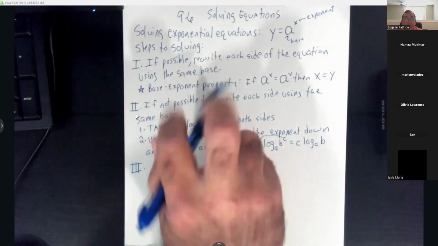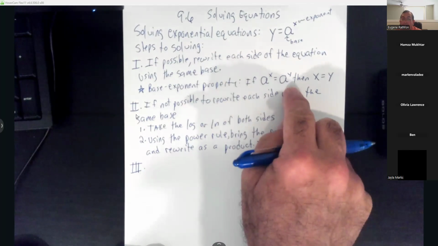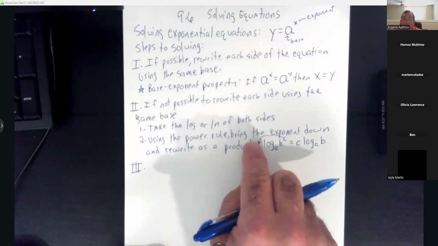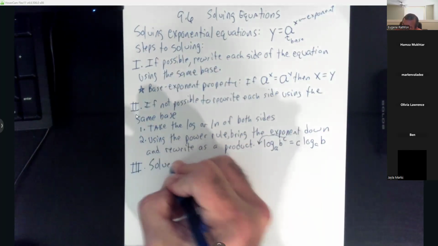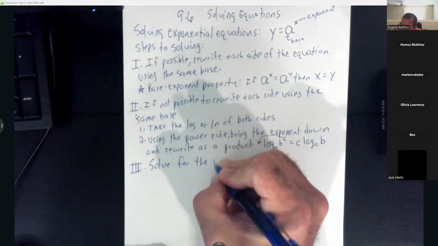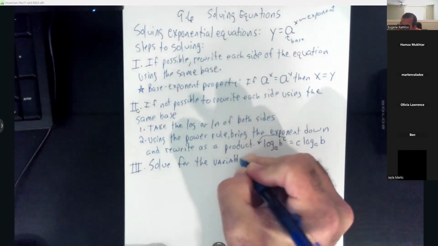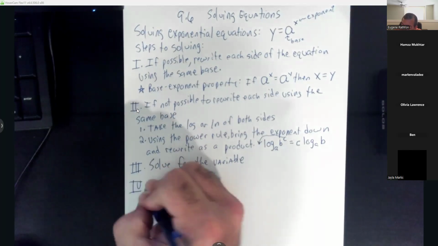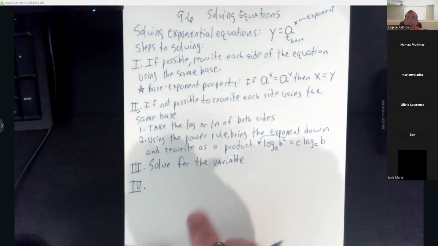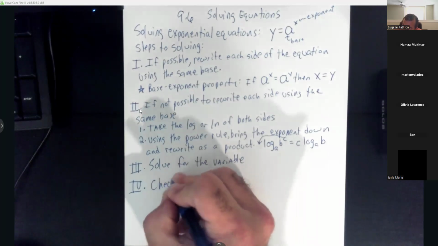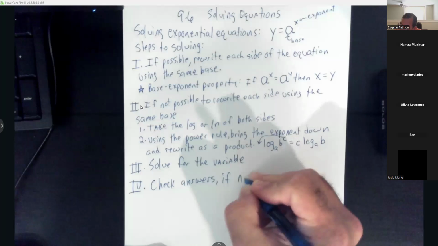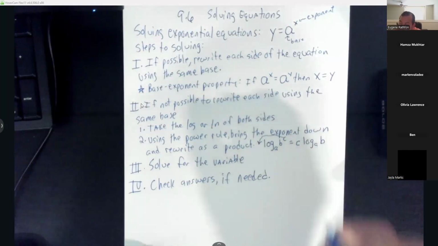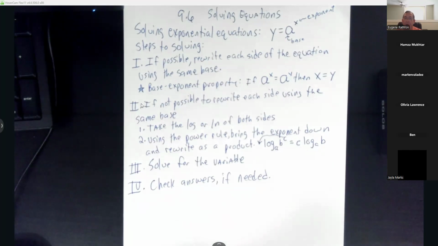All right, y'all. So at this point, no matter which step you did, you either rewrote it as the same base or you took a ln or log and brought it down as a product. At that point, solve for the variable, and then, like any equation, check answers if needed. Okay, so plug your answer back in, see if you get what you needed, okay?